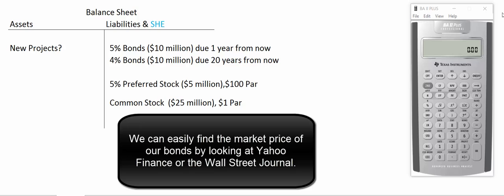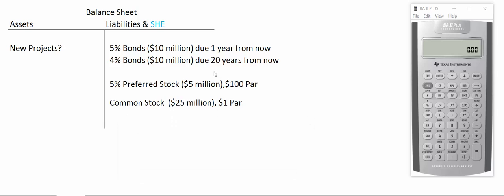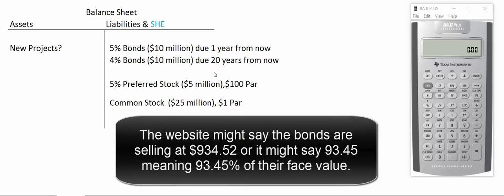So we checked Yahoo, we checked the Wall Street Journal, and we discovered that these 20-year bonds are not selling at face value. Each $1,000 bond is selling for $934.52. So what is the yield to maturity? What is the required rate that bondholders need to buy our bonds today?